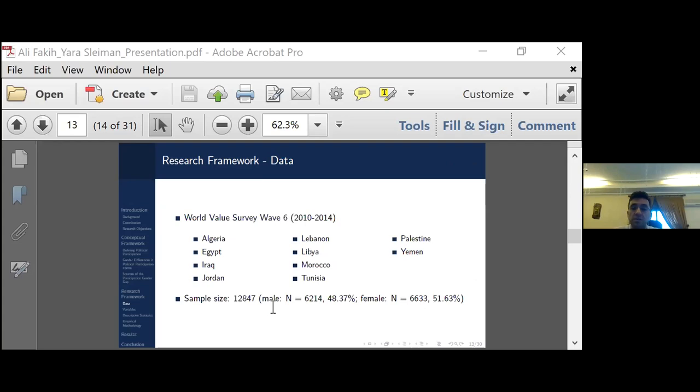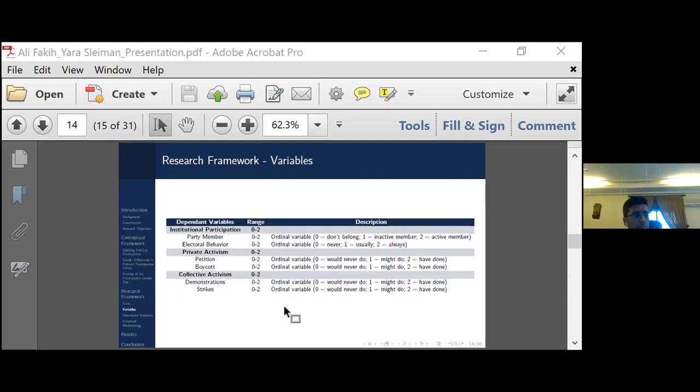Let's move into the research frame. We use the World Values Survey, wave six, because the data was more complete with a low number of missing values, for 2010 to 2014. We used 10 MENA countries, resulting in 12,000 observations. Our variables are defined as follows. Our dependent variable, institutional participation, is a proxy built on party membership and electoral behavior, an ordinal variable on a scale from 0 to 2.